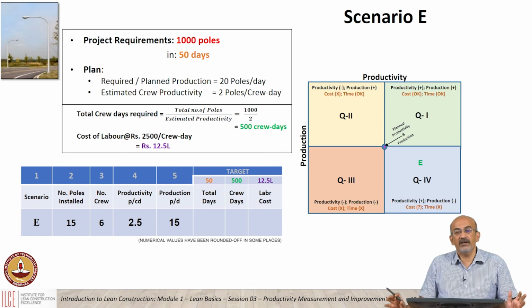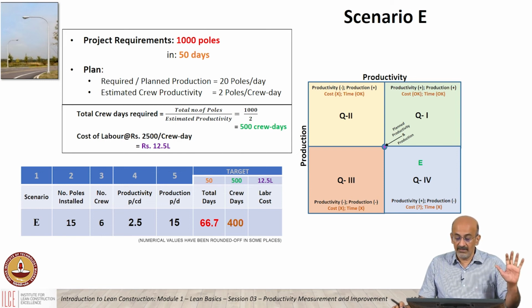Now what is the implication on cost and time? Remember, production is 15, production is less, so time will be more. Total days will be more. I'll have a time overrun because I'm just not getting the throughput. My crew are very efficient, but I'm not getting the throughput I need.